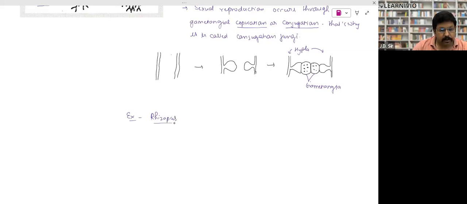Rhizopus. The diagram above belongs to Rhizopus, which is also known as black bread mold. No, the above diagram belongs to Mucor. Rhizopus, both look similar. Black bread mold. You must have seen that if bread is kept for a longer time, it will form a filamentous structure on it. That becomes Rhizopus. That is the Rhizopus species. And the other diagram belongs to Mucor.